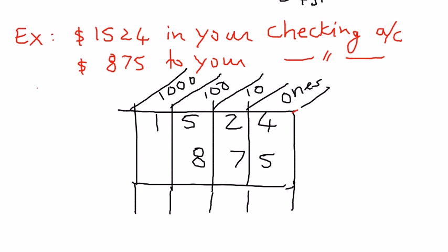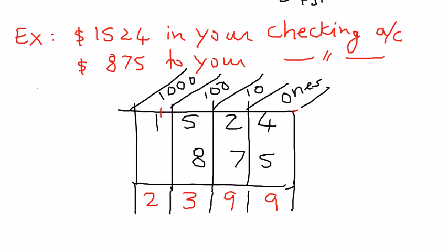So in the ones column we have 4 and 5, so 4 plus 5 is equal to 9, there is nothing to carry over. Then we move on to the tens column. 2 plus 7 is equal to 9, there is nothing to carry over. So in the hundreds column we have 5 and 8. 5 plus 8 is equal to 13, so we carry the 1 to the thousands place and write the 3 in the hundreds column, and we have 1 in the thousands column already, so we add the 1 which we carried over, and therefore the number is equal to 2.